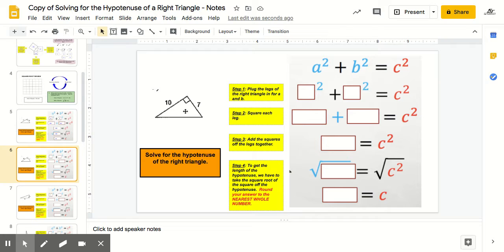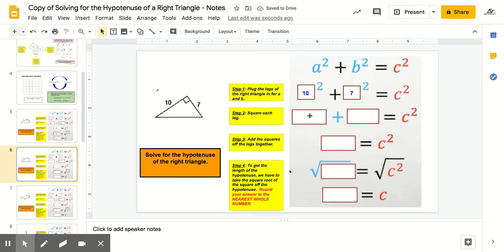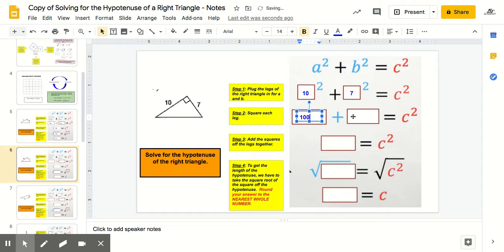Okay, next one, I gave you another right triangle. Again, we have to solve for the hypotenuse. So I gave you the two legs. The two legs are 10 and 7. So I'll plug in 10 for a, and I'll plug in 7 for b. After you do that, you have to square each leg. So 10 squared is 100, and 7 squared is 49.